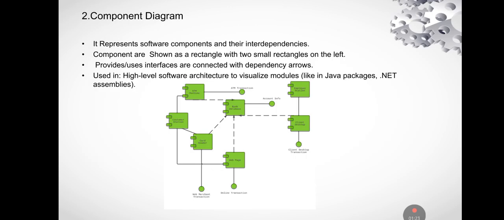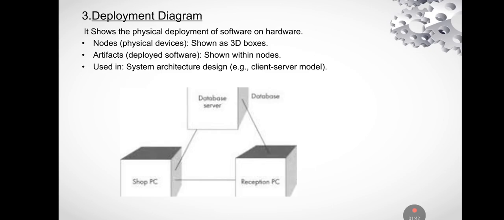Next is the component diagram. It represents software components and their interdependencies. The components are shown as rectangles with two small rectangles on the left. User interfaces are connected with dependency arrows. It is used in high-level software architecture to visualize modules. Next is the deployment diagram. It shows the physical deployment of software on hardware. The nodes are shown as 3D boxes and the artifacts are shown within nodes. It is used in system architecture design.